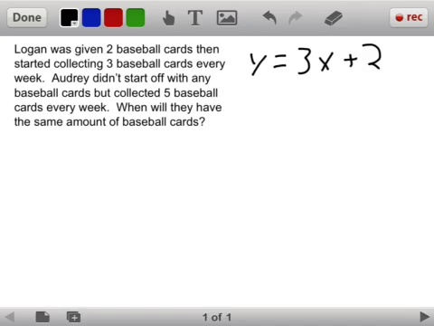What I taught my kids is that you can create an if-then table in order to find your rate of change, which is your 3, and also to see that your y-intercept would be a positive 2.